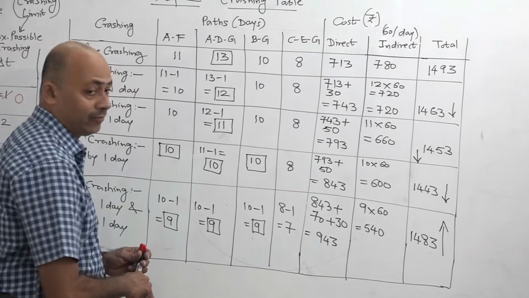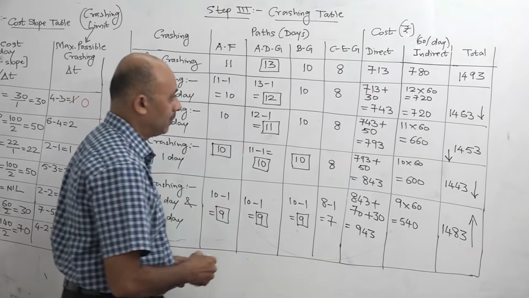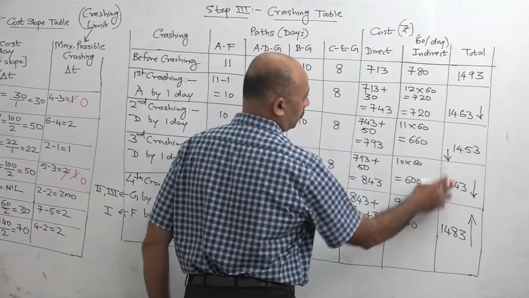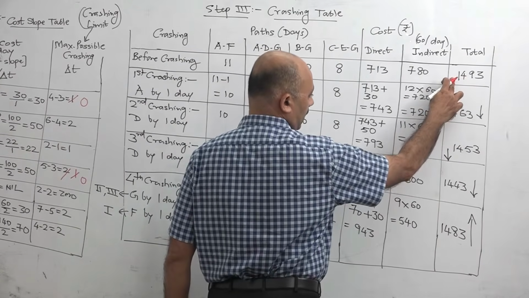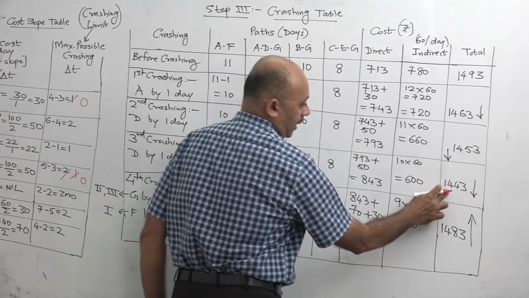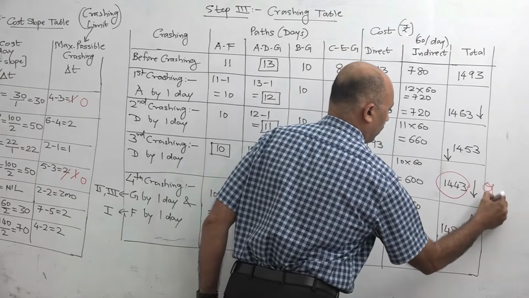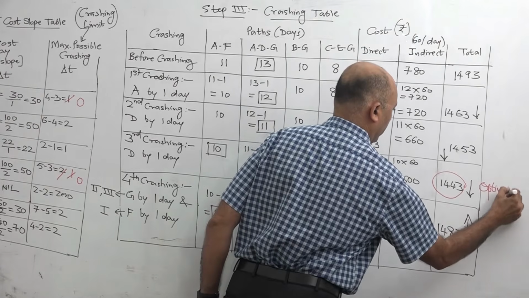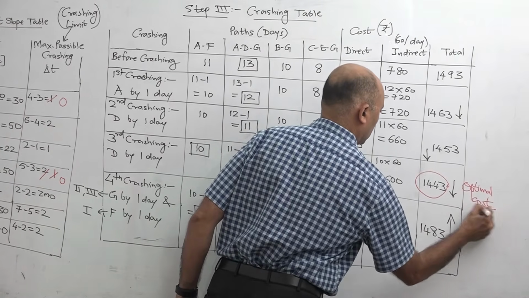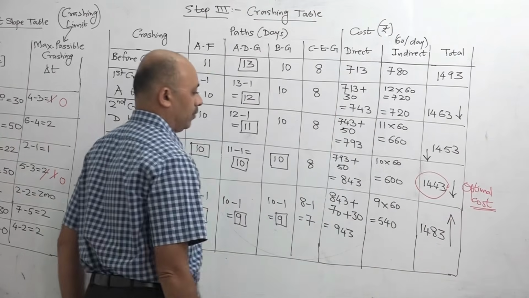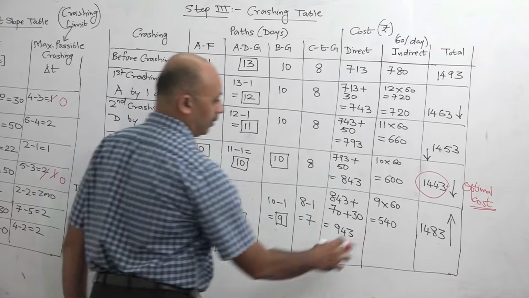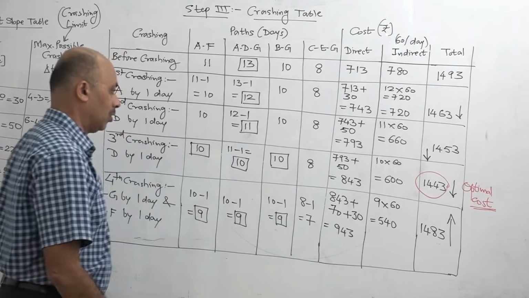Now if you see 1483, 1443 and 1483, now the total cost has started to increase. It means we have reached our optimal point, and the optimal point is the minimum cost. See, we started from 1493 and we came up to 1443, and again now the cost is increasing. It means 1443 is our optimal cost. So now we can stop the crashing procedure because we have discovered what is our optimal cost.